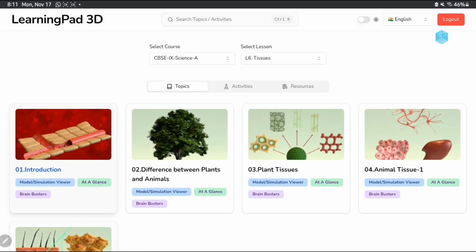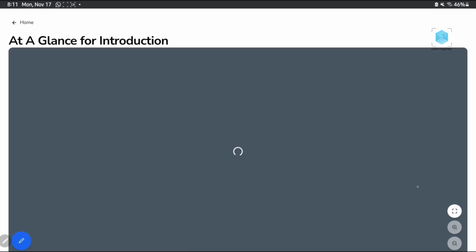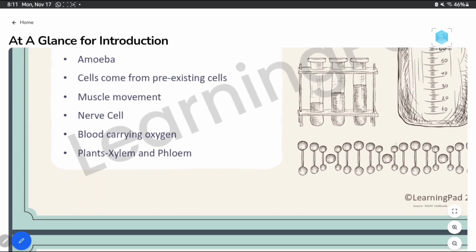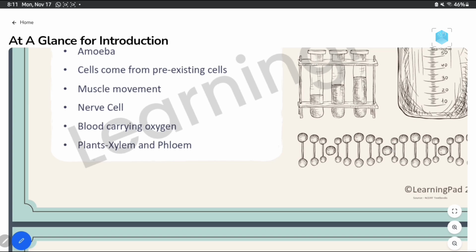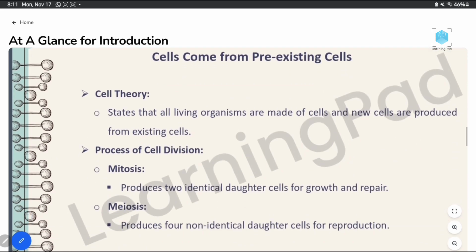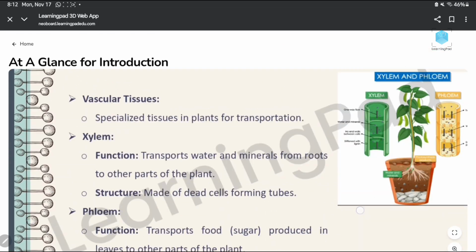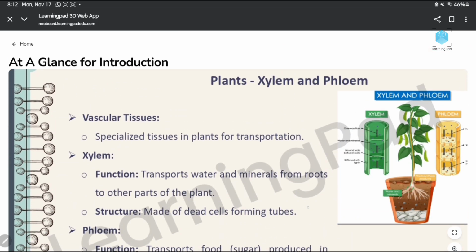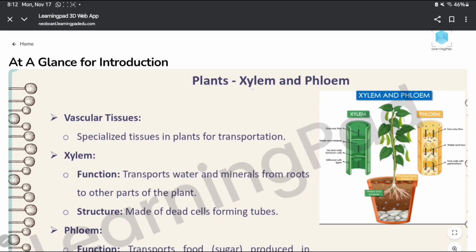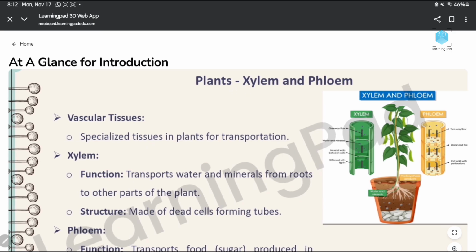Next topic, let's see what I showed you in the starting. After blood carrying oxygen, what is the last part? In the glossary I said the last part is plant cells called xylem and phloem. You can see in the picture also, children, that plants have two types of cells that we are going to study, called xylem and phloem. Plant cells called xylem and phloem make a vascular tissue.